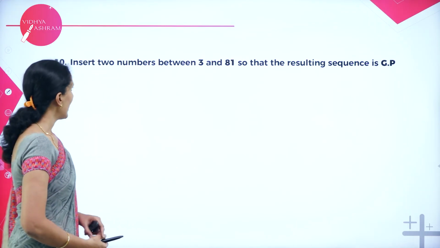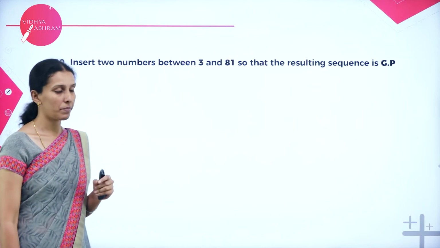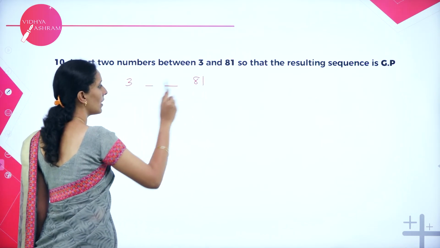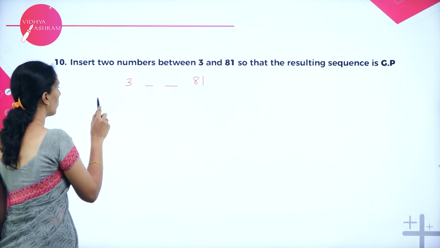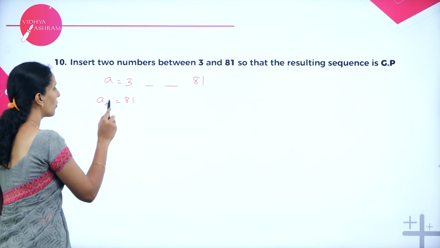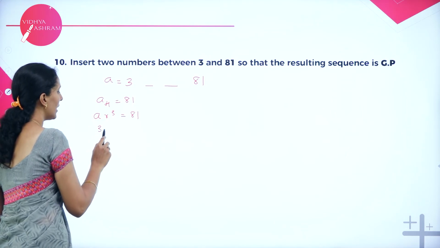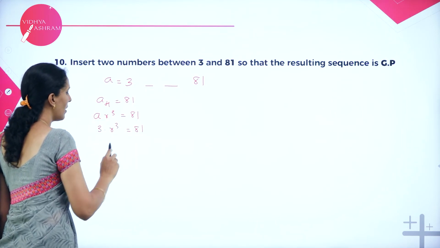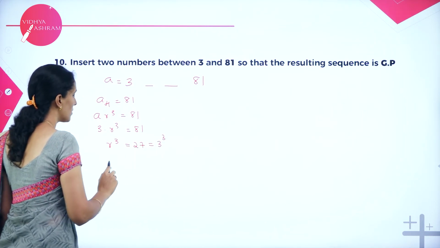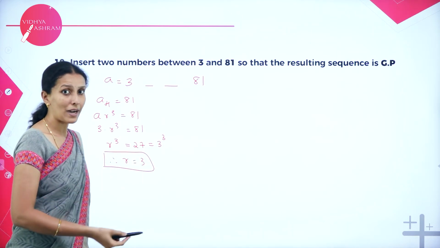Next question. Insert 2 numbers between 3 and 81 so that the resulting sequence is a GP. So here we have 3 and we have to insert 2 numbers. 81 will be the 4th term. So therefore A4 is equal to 81. A is equal to 3. A4 can be written as A R cube is equal to 81. So 3 into R cube is equal to 81. R cube is equal to 27, which can be written as 3 cube. So therefore R is equal to 3. That is, the common ratio is 3.